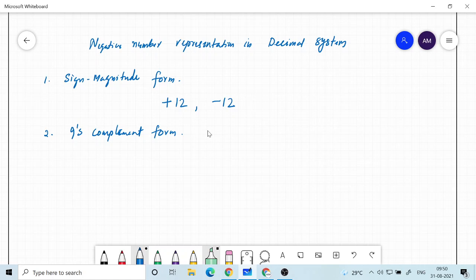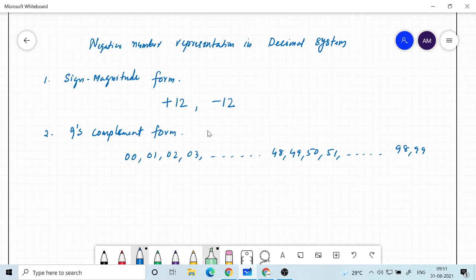With 2 digits we can represent numbers starting from 00, 01, 02, 03. It goes on. Then you have 48, 49, 50, 51. It continues to go on up to 98, 99. So this is the range of numbers that you can have with just 2 digit decimals, right? Now how do we represent negative numbers in nines complement form?